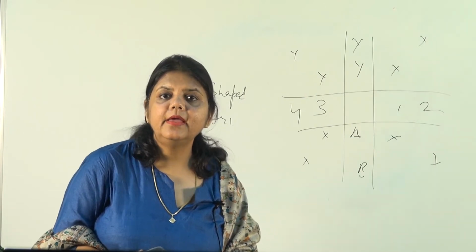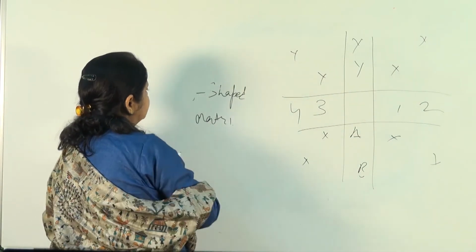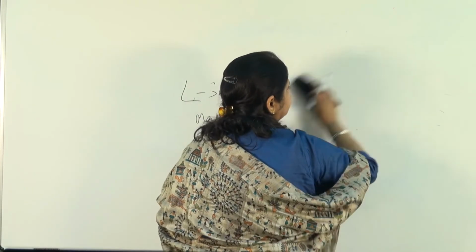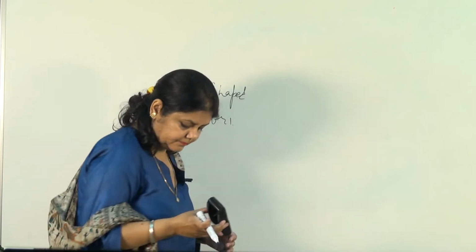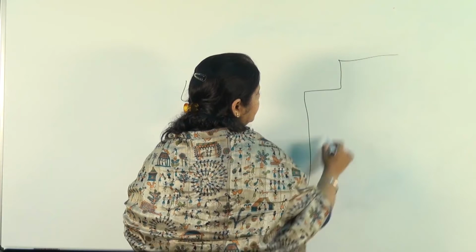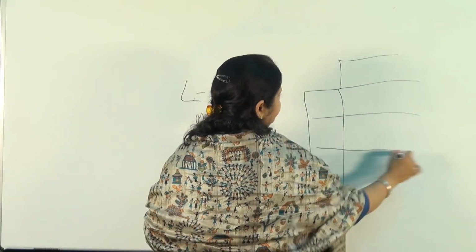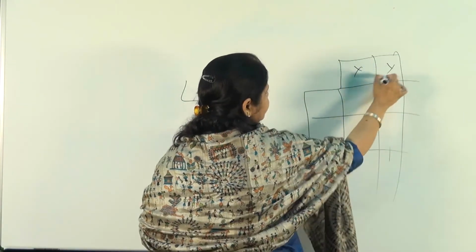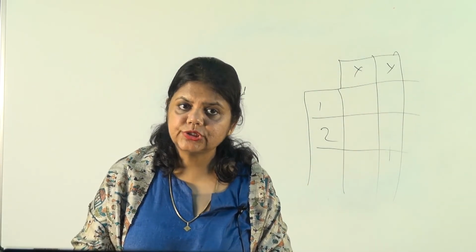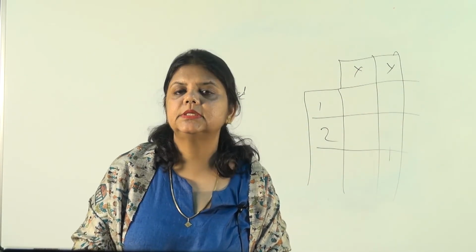Next is our L-shaped matrix. L-shaped matrix relates two groups of items to each other. So wherein we can give the relationship between two items in a single diagram.